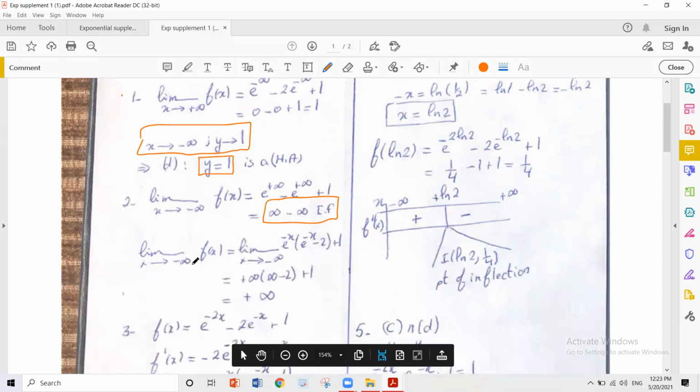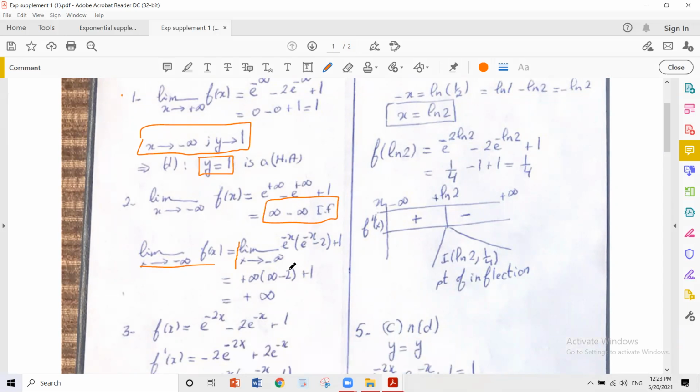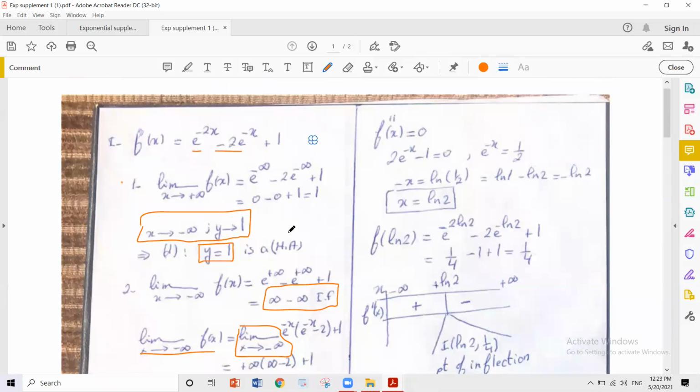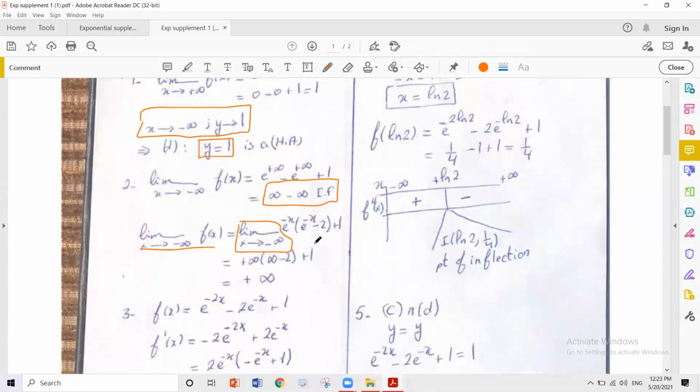Or I can take common. So the limit as x tends to minus infinity of f(x) equals the limit as x tends to minus infinity. I take e to the minus x common, leaving e to the minus x minus 2. Replacing x by minus infinity, we get e to the plus infinity is plus infinity, minus 2 plus 1. It will become infinity times infinity, which is infinity.